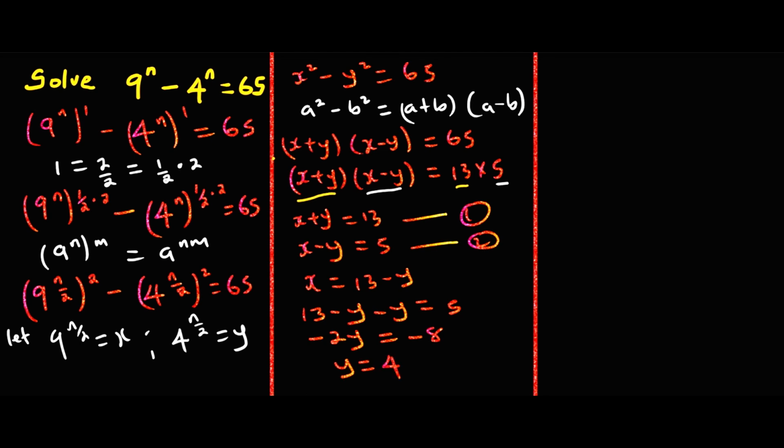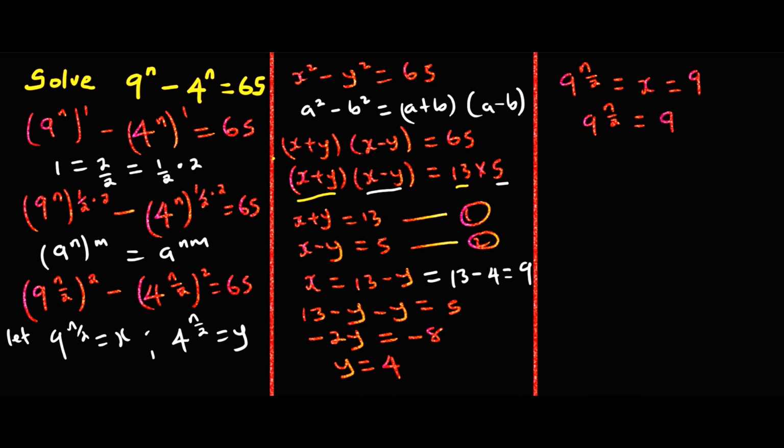And if y is equal to 4, we can get the value of x. Remember, x is 13 minus y, and y is 4. So it means x is 13 minus 4, which is 9. So we have the two values, x is 9 and y is 4. So remember what we said about x. We said that we are letting 9 raised to the power n over 2 be equal to x. And you have found the value of x to be 9. So it means you have this equation 9 raised to power n over 2 is equal to 9.